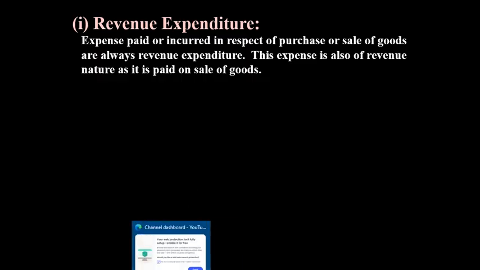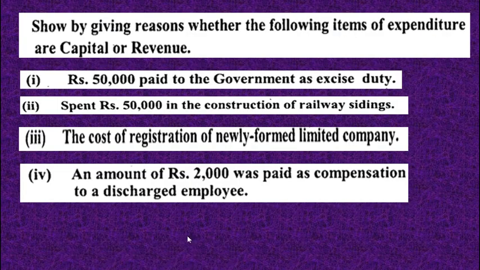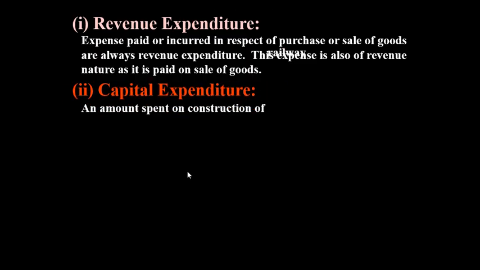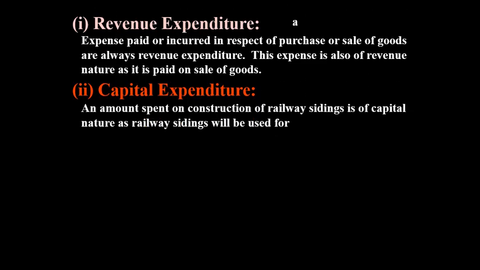Question number 2. Spent rupees 50,000 in the construction of a railway siding. Capital expenditure. An amount spent on construction of a railway siding is of capital nature as the railway siding will be used for a number of years.